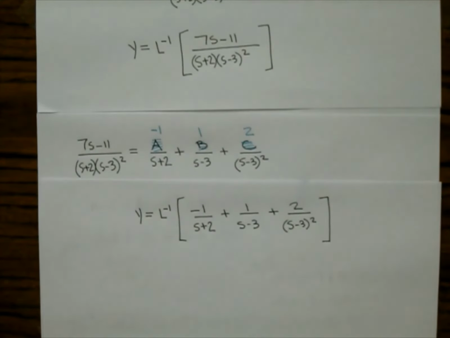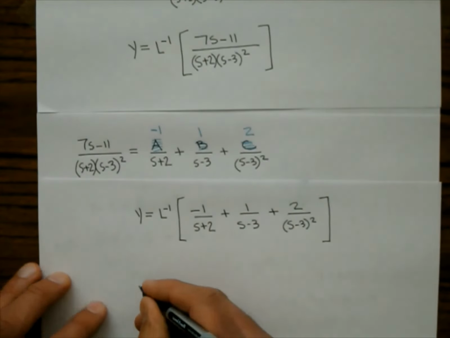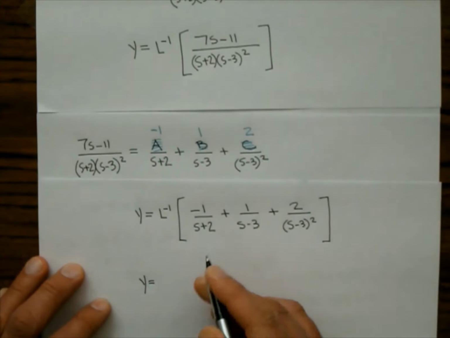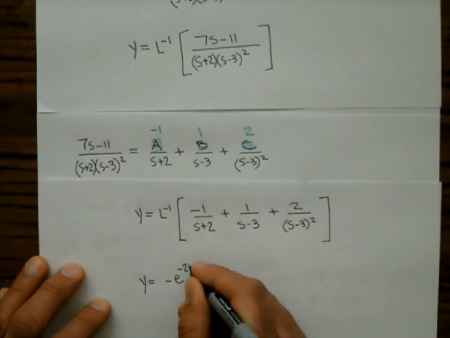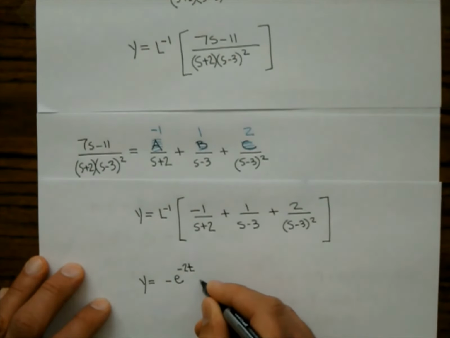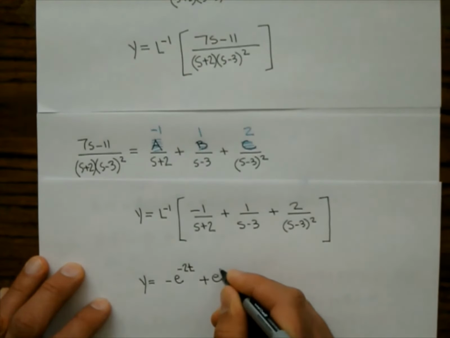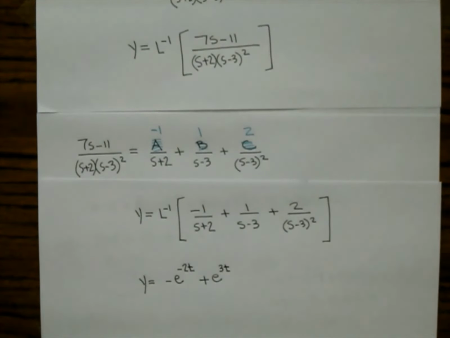Okay, so now all I have to do is find the inverse Laplace transform of those, and that's hopefully pretty straightforward. The first one's going to be, what will the first one be? Let's see, it will be negative e to the negative 2t. And then the second one's going to be plus an e to the 3t. Now the third one's going to be what?